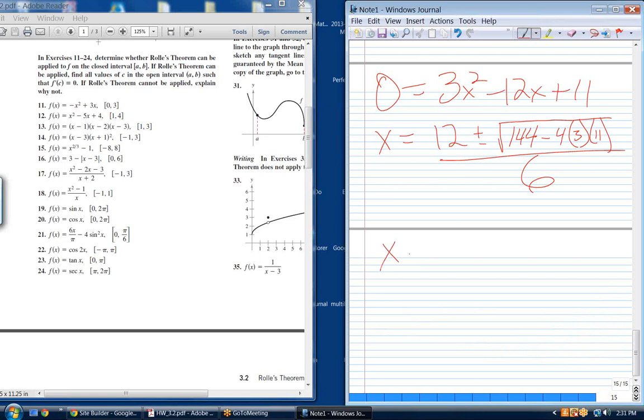Simplify that. Let's see, what do we got? 12 times 11, what is that? 132? Yes. 144 minus 132 is 12, and the square root of 12 is 2 root 3, all over 6. Then we could divide all the terms by 2? Well, yeah, we could for sure do that.